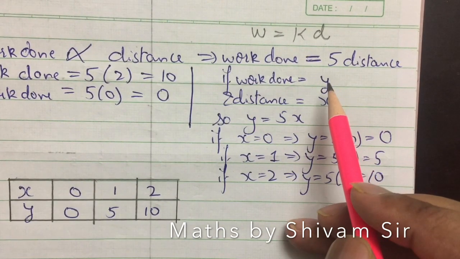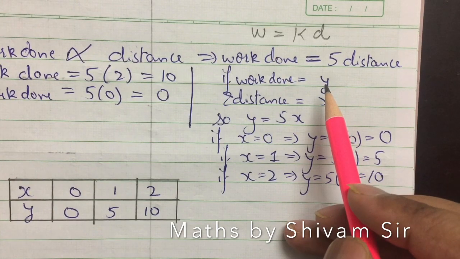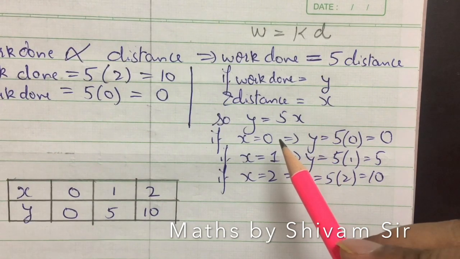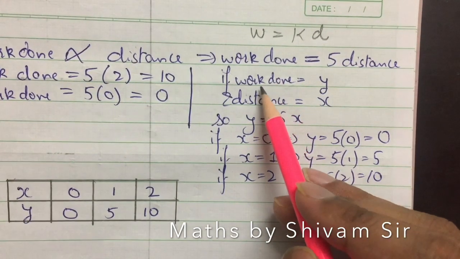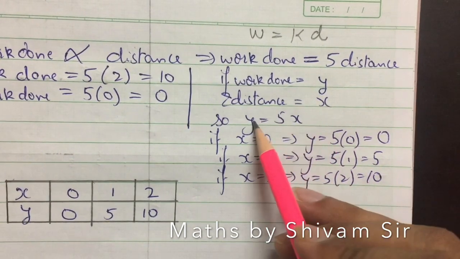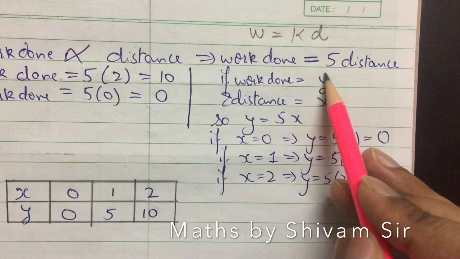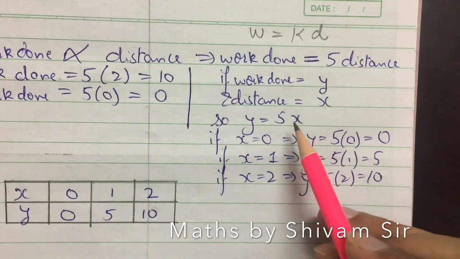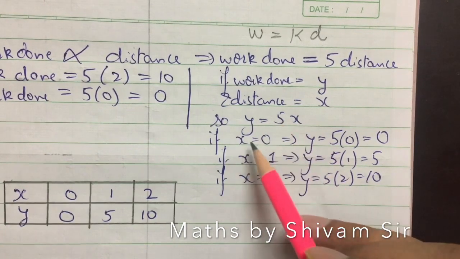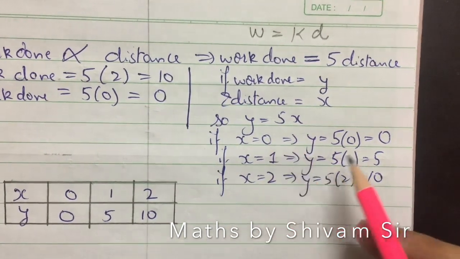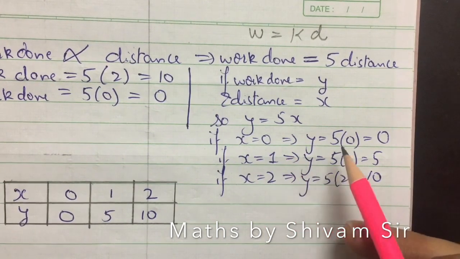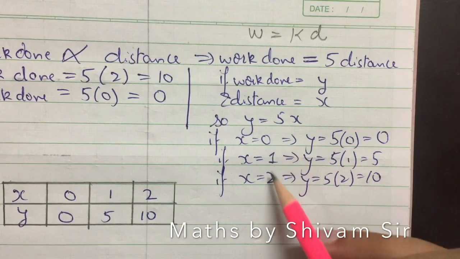From the graph we have to determine the value of work done when distance traveled is 2 units and distance traveled is 0 units. So if we take work done as y and distance as x, we can say y is equal to 5x. 5 is the proportionality constant, it is given in the question. Now find out three solutions for this equation. For every different value of x, we have a different value of y. You can take any three different values of x and find the value of y corresponding to these three values.